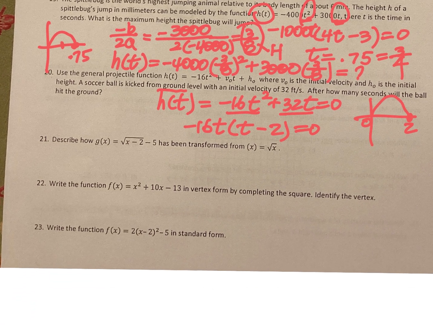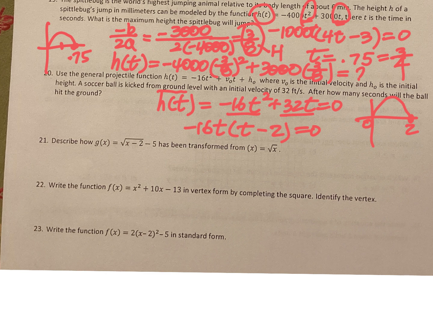Number 21, look at the transformation. It's just right 2, down 5. Write a function in vertex form, completing the square, which you guys are already good at. Number 23, write the standard form, just expand this. Okay, so these are easy questions, so we can move on.